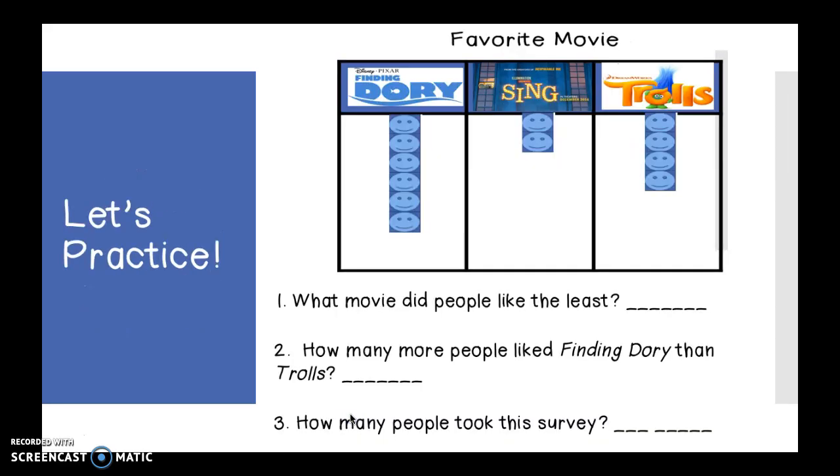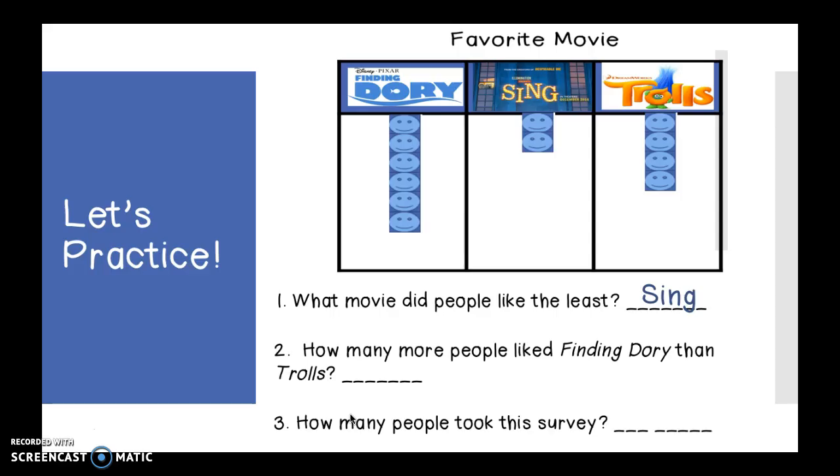Let's answer some questions now. Now, what movie did people like the least? I'm going to have you go ahead and press pause while you figure it out. But don't forget, bar graphs are helpful because they show you a good picture to show how long, so it's pretty easy to find which one is the smallest or which one's the longest. So, what movie did people like the least? Did you find your answer? Did you say Sing? You're right. Sing only got 2 votes, and its bar is really small.